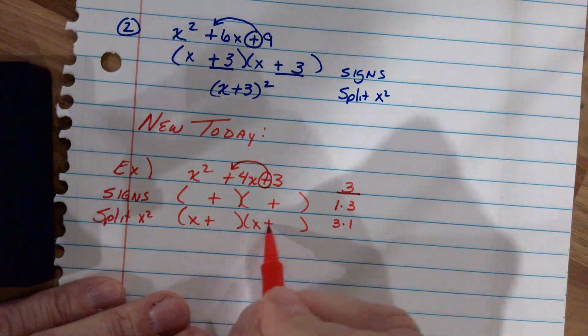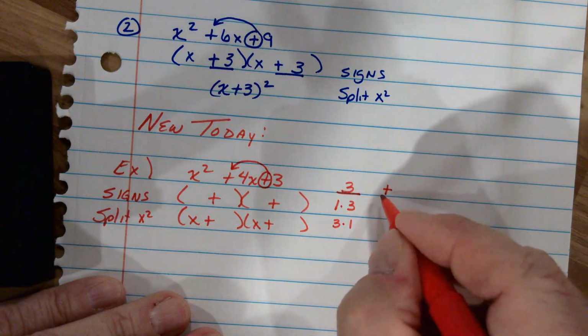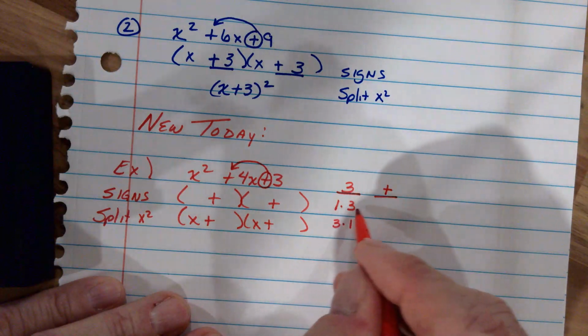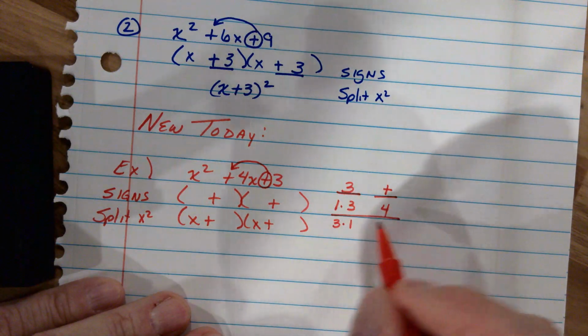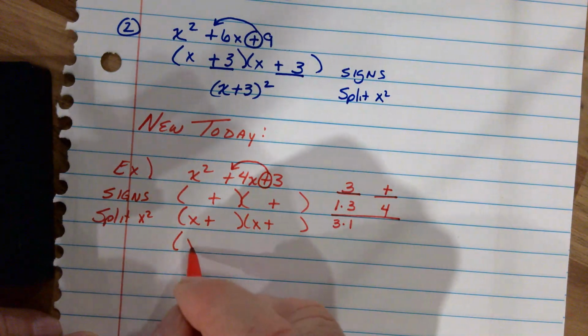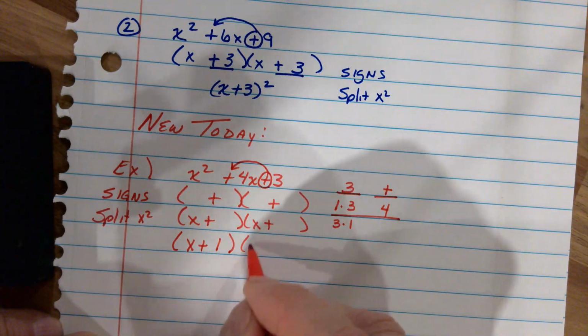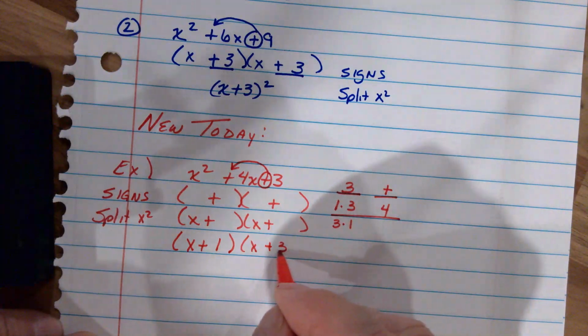I have the same sign here, so I'm going to add these products. 1 plus 3 is 4. Ding, ding, ding. This is the winner. I am going to place the 1 in the first parenthesis, and I'm going to place the 3 in the second parenthesis.